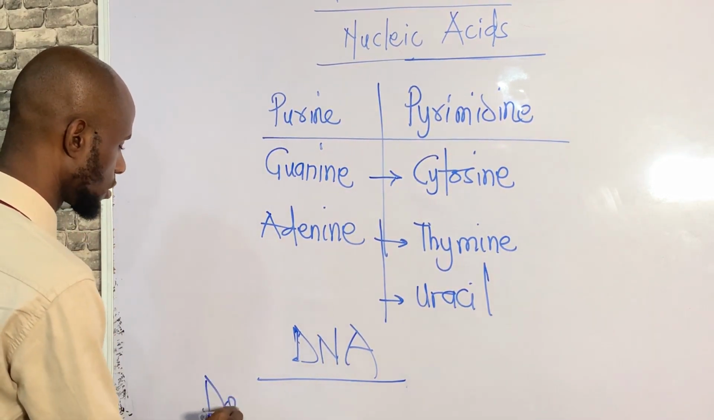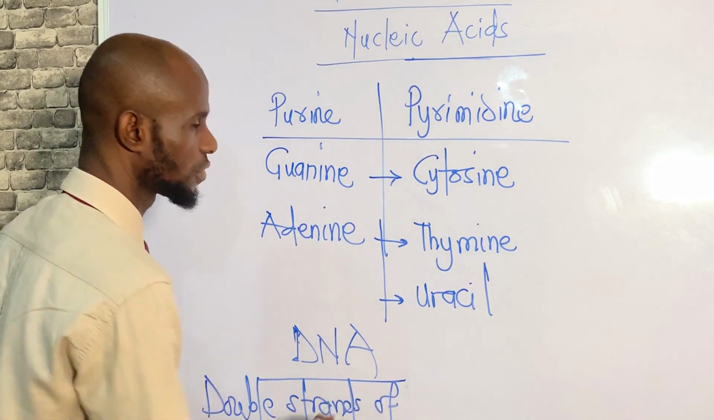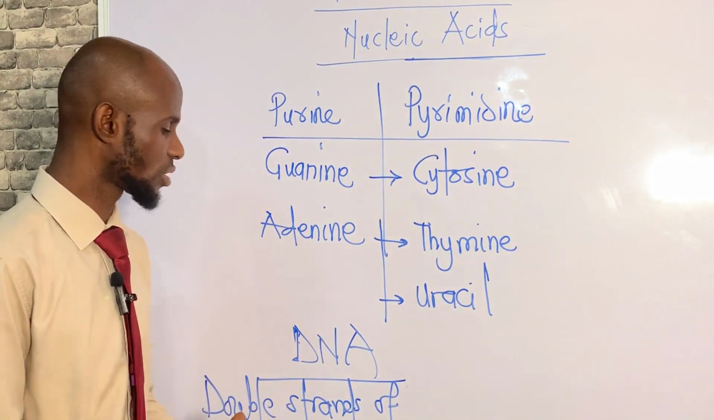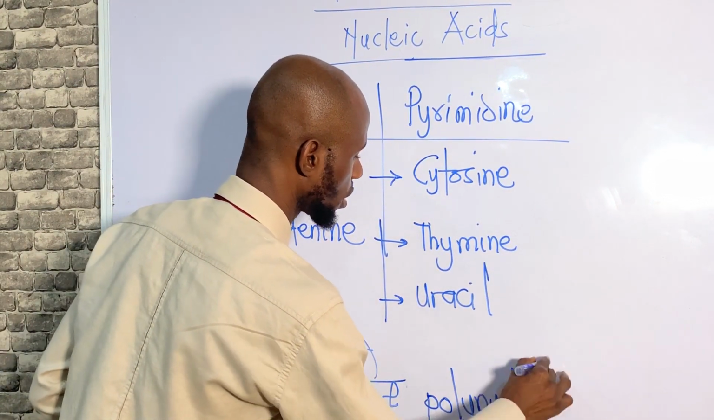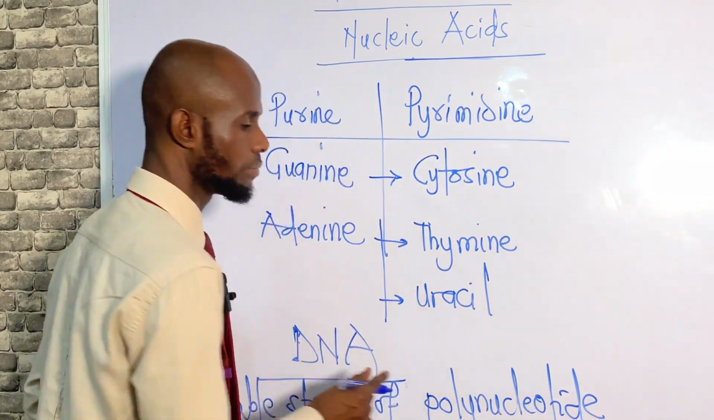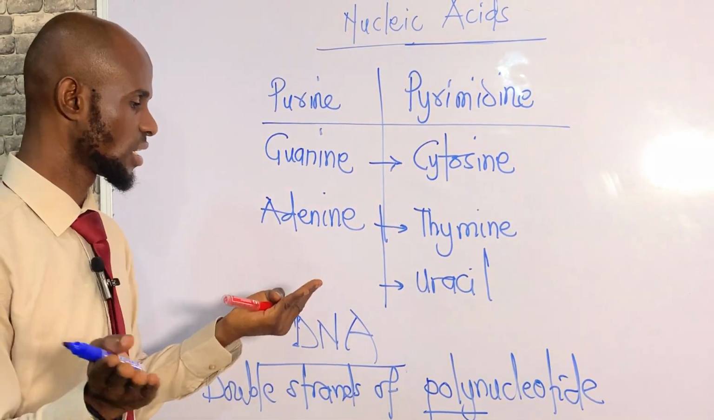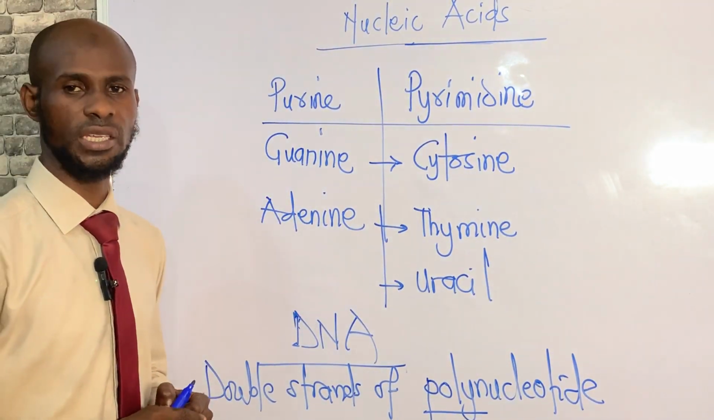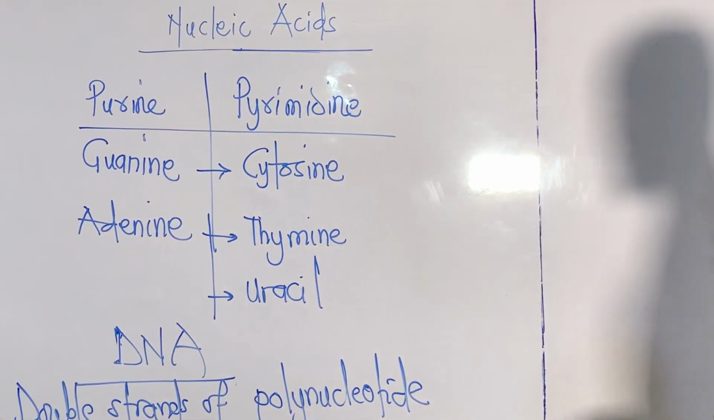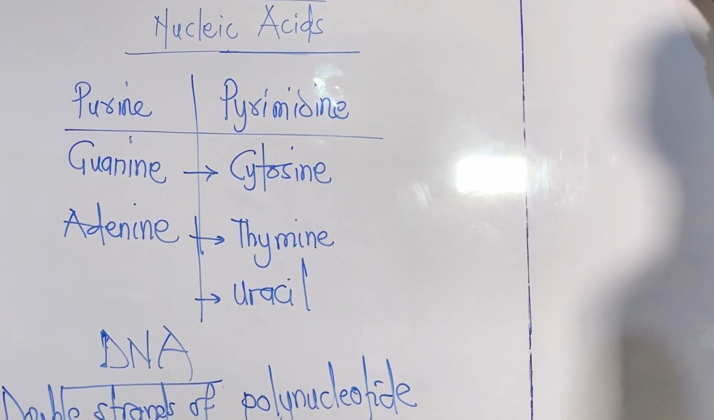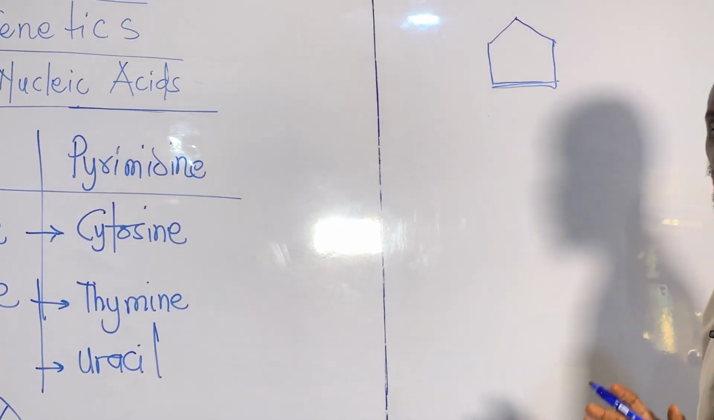It's a double strand of repeated nucleotide, and that repeated nucleotide is called polynucleotide. Poly means many. So when you have a lot of nucleotides on 2 sides, then we have what is called the DNA structure. Okay, so let's have the structure of the DNA now. So the first thing is for us to draw the pentose sugar. Please, you need to learn a lot here, and it's going to be very simple.